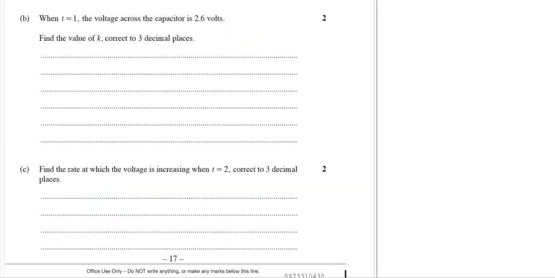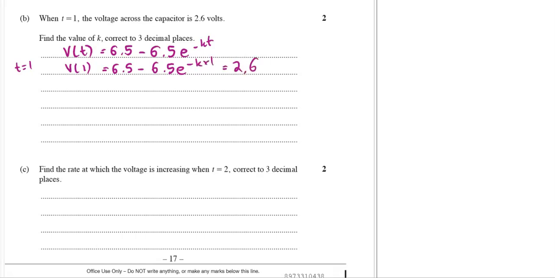Okay, in part B, we're told that when t equals 1, the voltage across the capacitor is 2.6 volts, and we're supposed to use that information to find the value of k, correct to 3 decimal places. So we already have a function, V is a function of t, equals 6.5 minus 6.5 e to the minus kt, and we know that if t equals 1, V of 1 equals 6.5 minus 6.5 e to the minus k times 1, and that equals 2.6. So 6.5 e to the minus k must be the difference between 6.5 and 2.6, which must be 3.9.